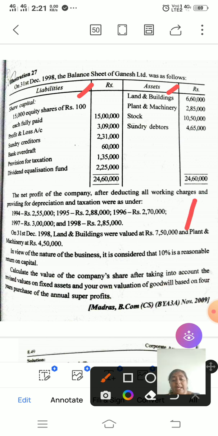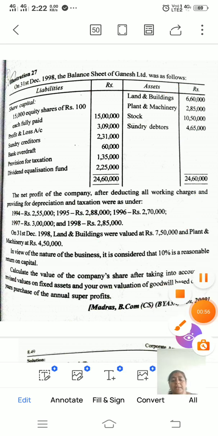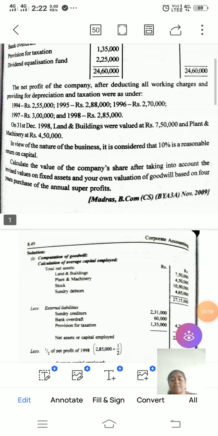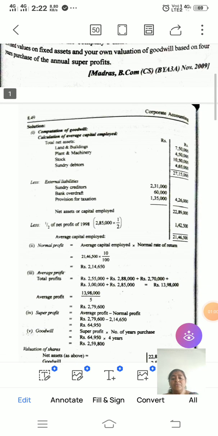Below, they have given the net profit of the company for the years 94, 95, 96, 97 and 98. They have also given the depreciation values for plant and machinery and building. Next, they ask us to prepare the reasonable capital and the company's valuation. For that we have to calculate the computation of goodwill.